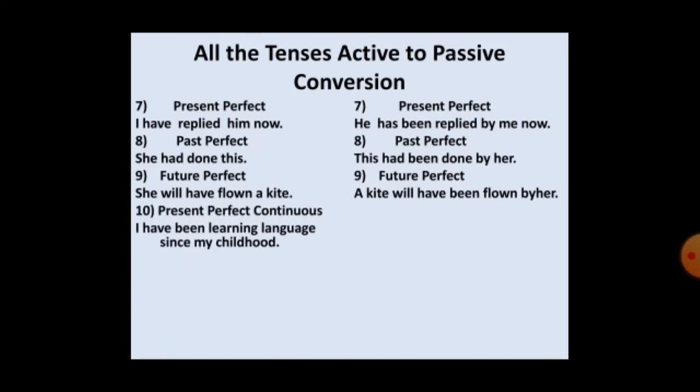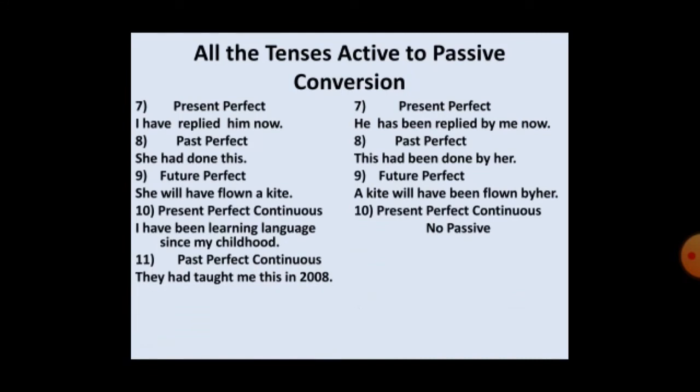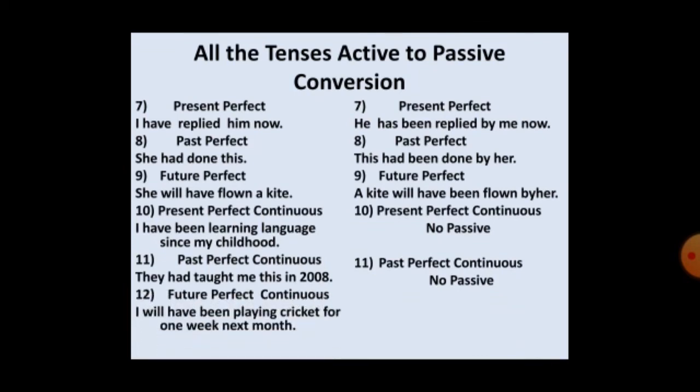In present perfect continuous, I have been learning language since my childhood, but we do not have any passive voice in present perfect continuous. Past perfect continuous, they had taught me this in 2008, but in past perfect continuous we do not have any passive voice. Future perfect continuous, I will have been playing cricket for 1 week next month, so we do not have any such tense in passive voice. Okay friends, I hope you got the idea about conversion from active into passive.